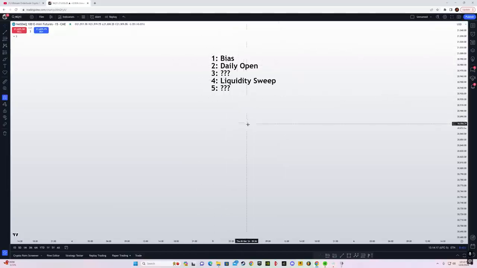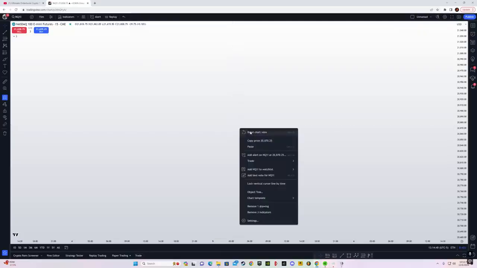So number 1 step, how do you actually identify the bias? What we want to do is use 2 time frames. The first time frame is the daily time frame. That's where we are going to be identifying our bias. And then we will be taking our entry on the 15-minute time frame. So let me just remove all of this and let me go here.